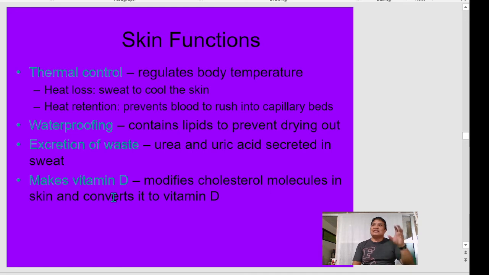So anyway class, the skin is the largest external organ of the body. Okay, this one is different from the internal organs.